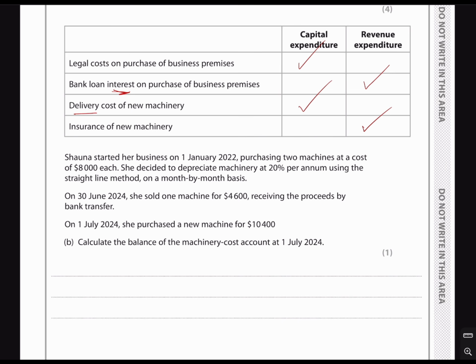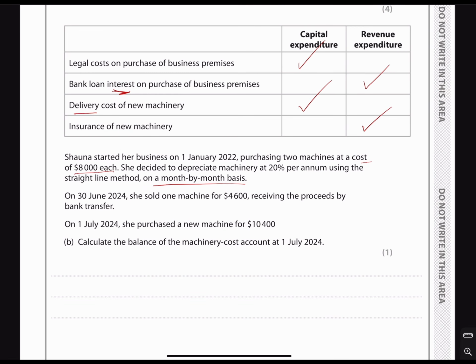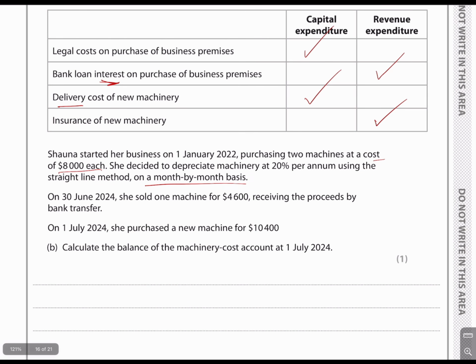Shauna started her business on 1 January 2022, purchasing 2 machines at a cost of 8,000 each. She decided to depreciate machinery at 20% using the straight line method on a month by month basis. Now month by month basis, we also call it pro rata basis. So you have to go month by month here. Now how do you do it?